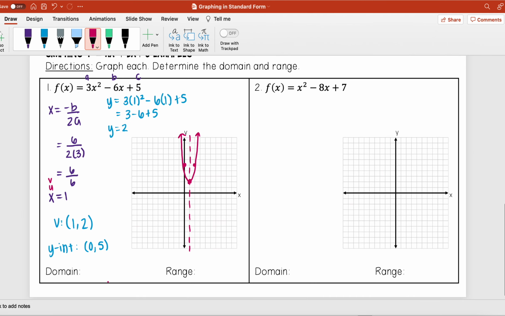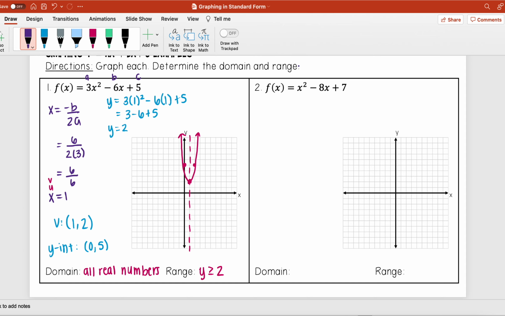And then lastly, I asked for domain and range. Again, domain is just always going to be all real numbers. Since this one is opening upwards, it's going to be y is greater than or equal to, and it's always y is greater than or equal to the y value of your vertex. And so here, that's going to be 2.